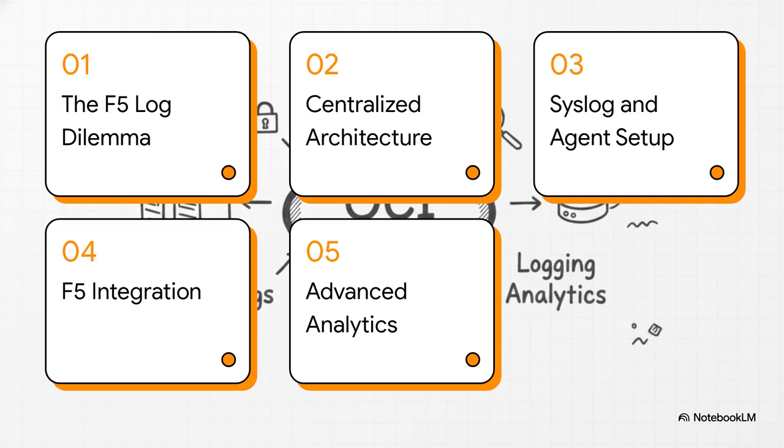All right, so here's our game plan for today's blueprint. We'll cover 1. The F5 log dilemma. 2. The centralized OCI architecture. 3. Syslog and agent setup. 4. F5 integration and forwarding. And lastly, unlocking advanced analytics. Let's get right to it.